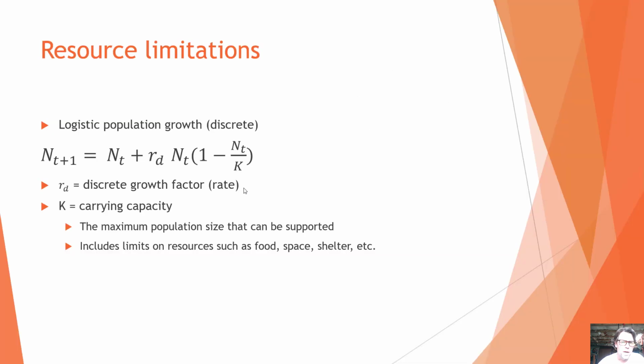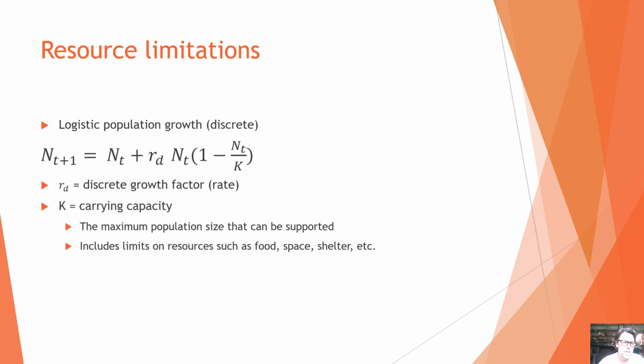All right, so now we need to talk about resource limitations. As you know, resources are never limitless. There's always going to be some amount of resource limitation. And so we have to now start thinking about a different model. And this is a logistic population growth model. And in this situation, we're going to look at the discrete model.